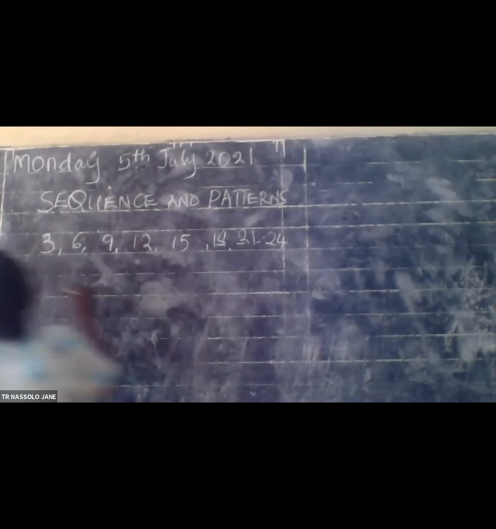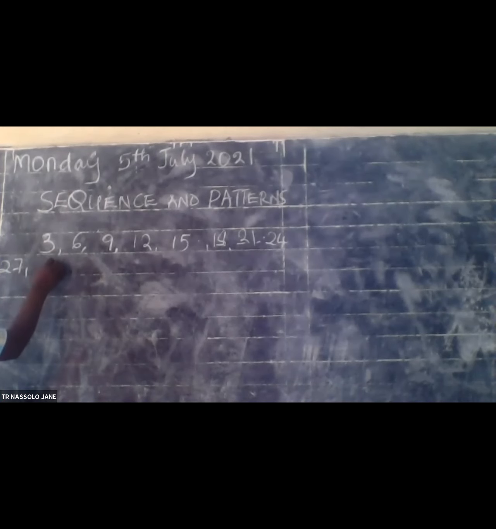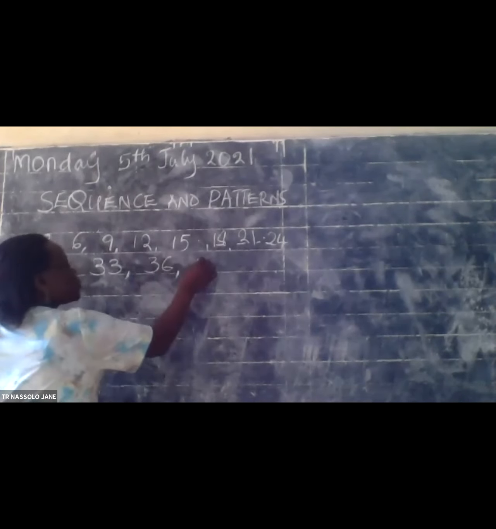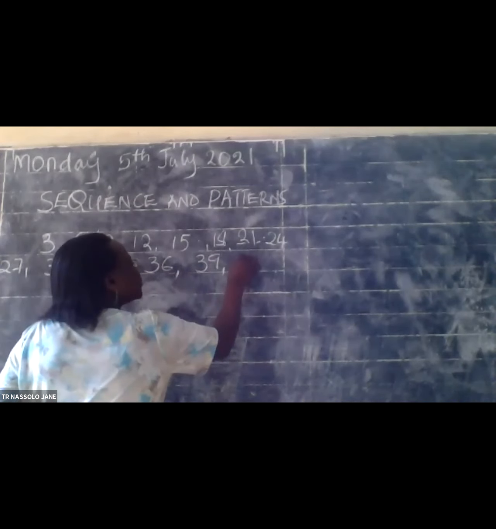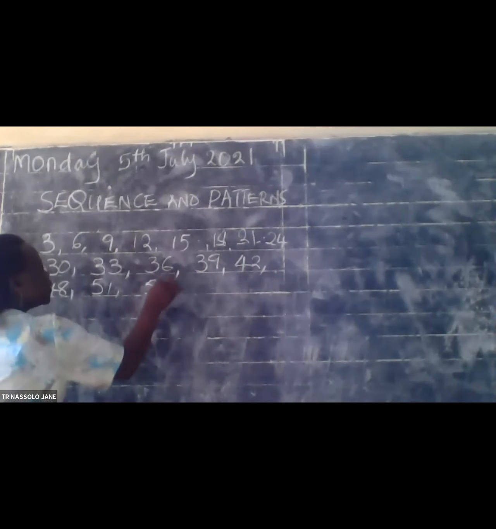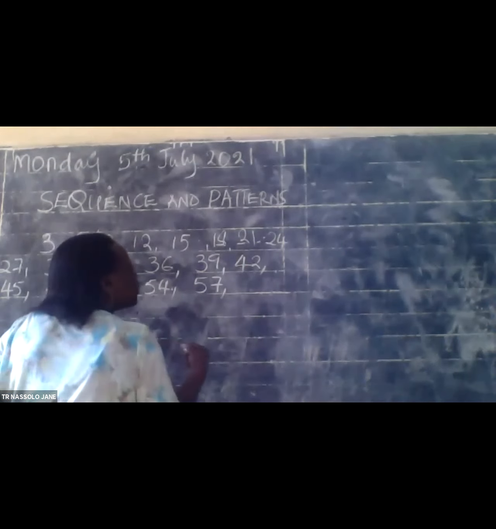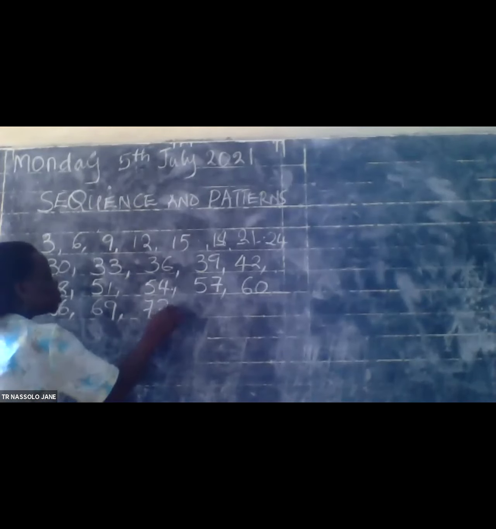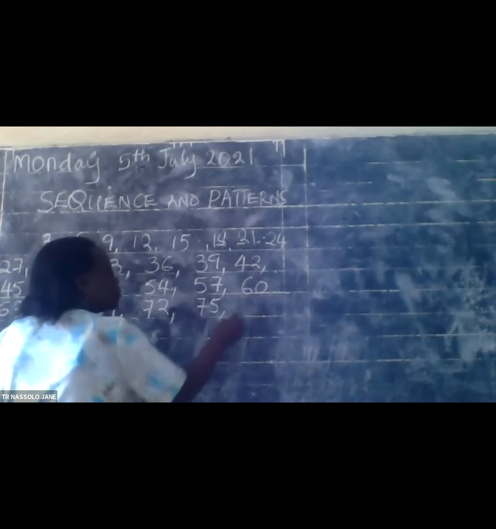24, 27, 30, 33, 36, 39, 42, 45, 48, 51, 54, 57, 60, 63, 66, 69, 72, 75, 78.